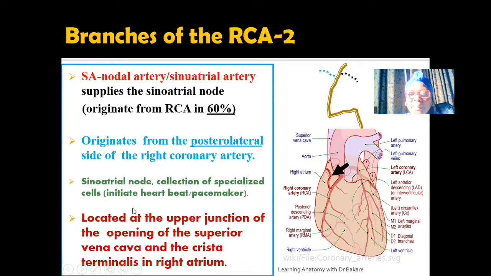More about the location of the SA node. This is what establishes where the artery emerges on the posterolateral surface of the right coronary artery, because of the region where the node is located. You see it located at the upper junction between the opening of the superior vena cava and the crista terminalis in the right atrium.